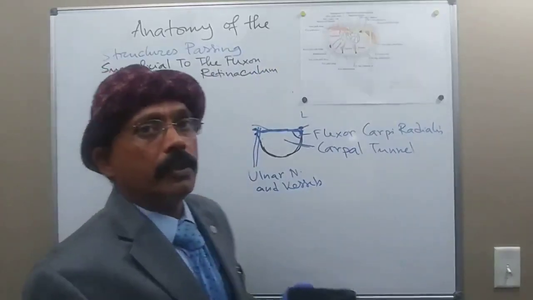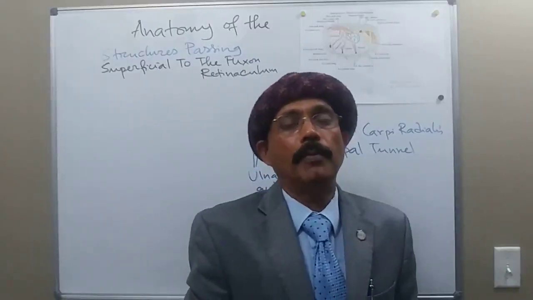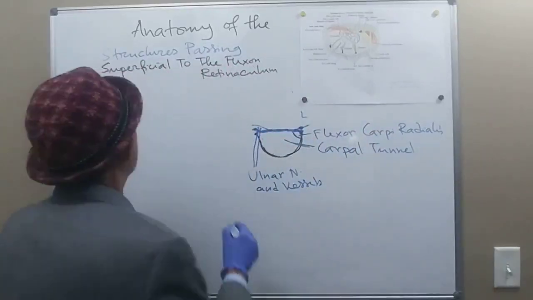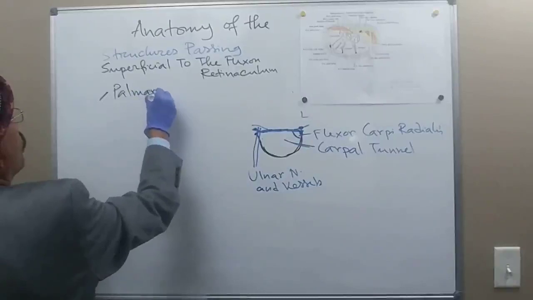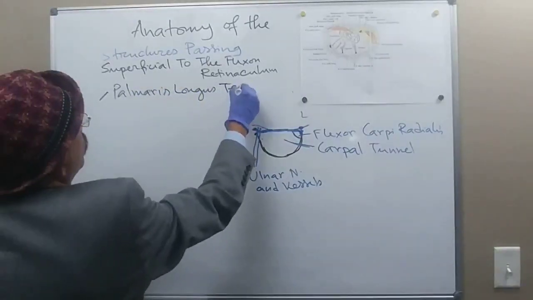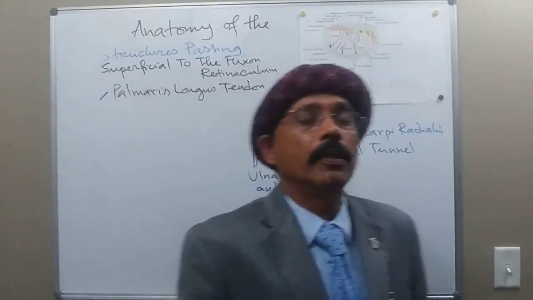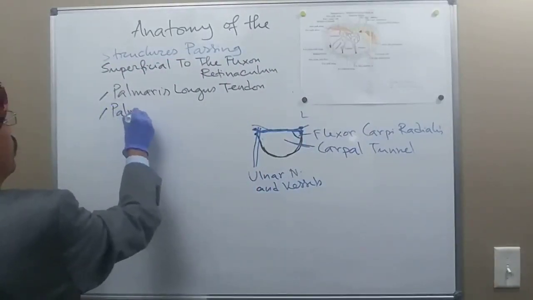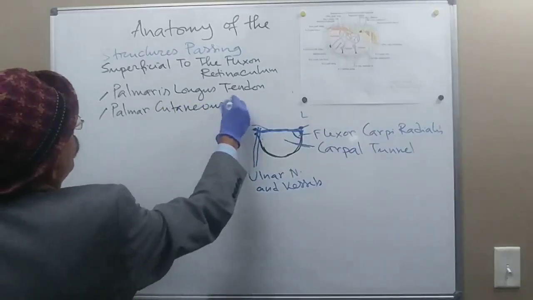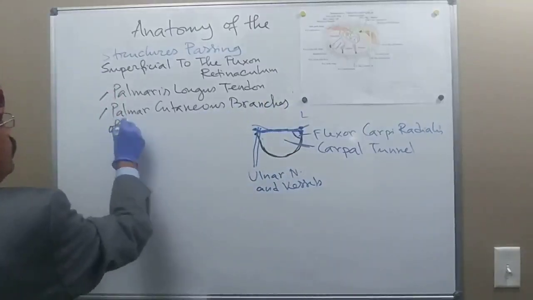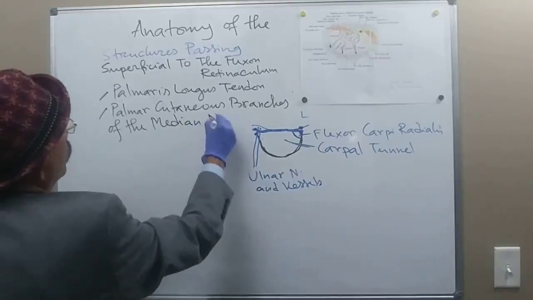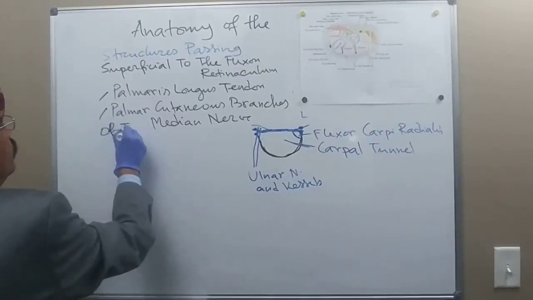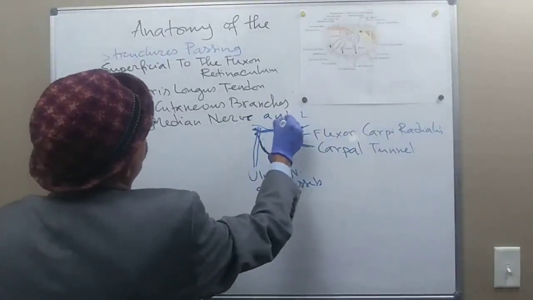These are the palmaris longus tendon, which partly inserts into the flexor retinaculum and then continues to the palmar aponeurosis. This is one. Then the palmar cutaneous branches of the median nerve and ulnar nerve.